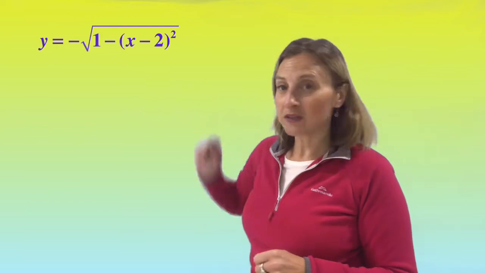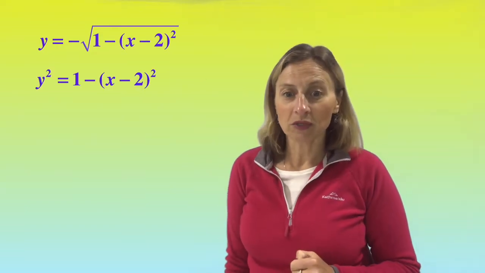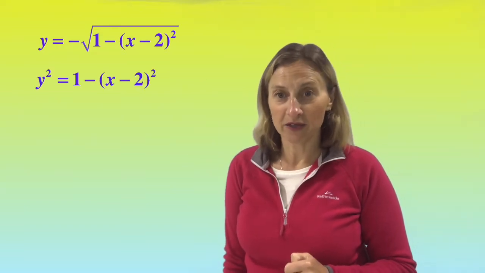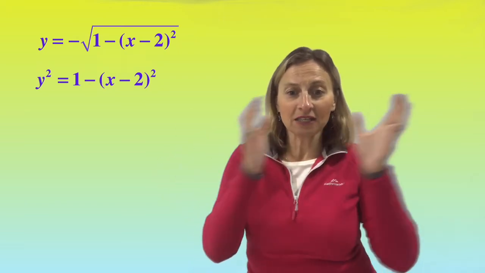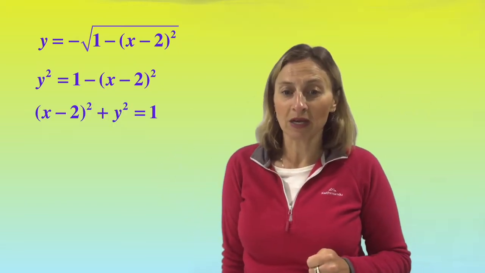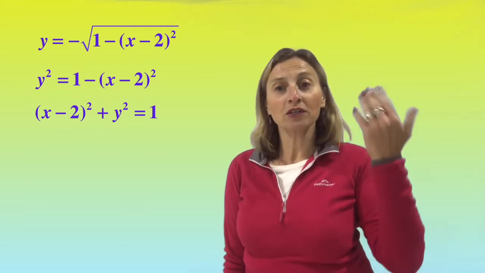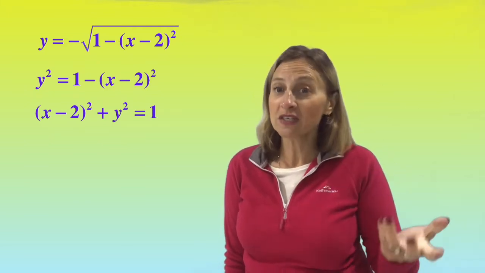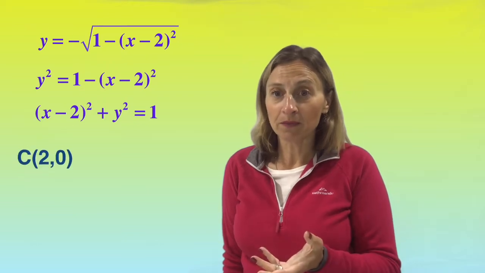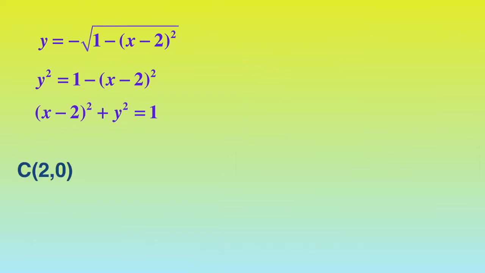We're going to square both sides. We get y squared equals 1 minus (x minus 2) all squared. And then we take the x bit to the other side: (x minus 2) all squared plus y squared equals 1. Now that should look like all the questions that we did before on circles. What's the centre? 2, 0. And the radius is the square root of 1, which is 1.